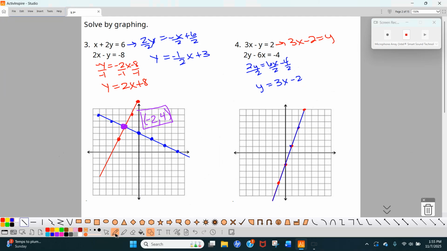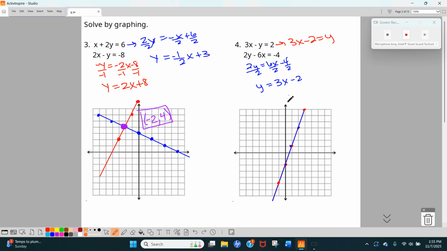So those two lines intersect everywhere. So this one has infinite solutions.